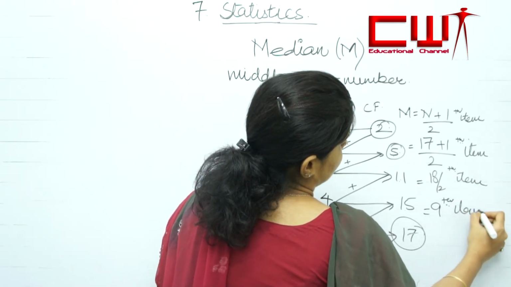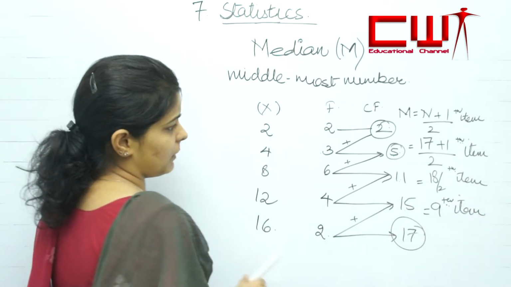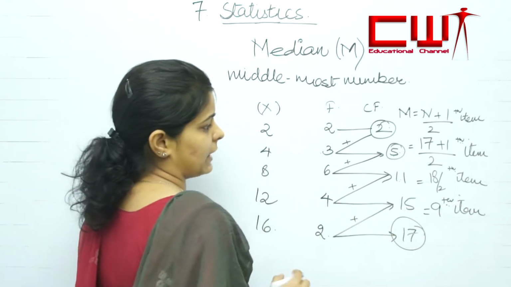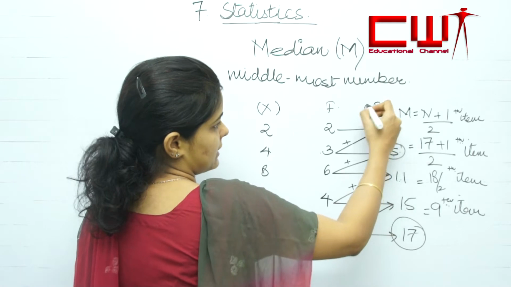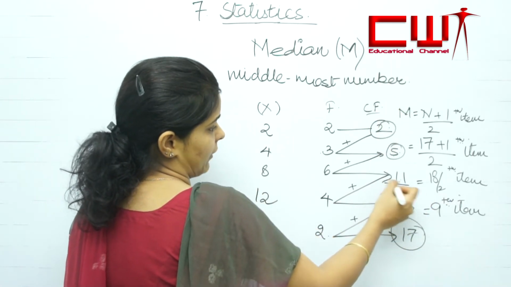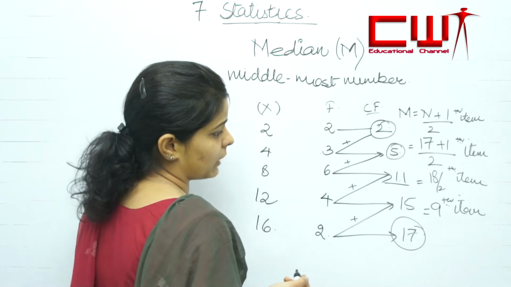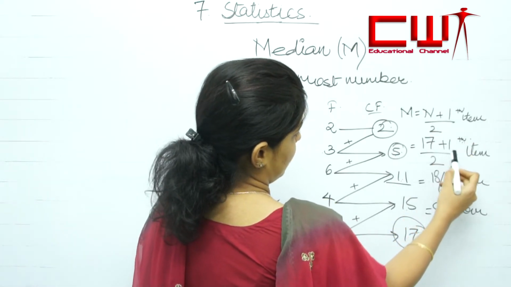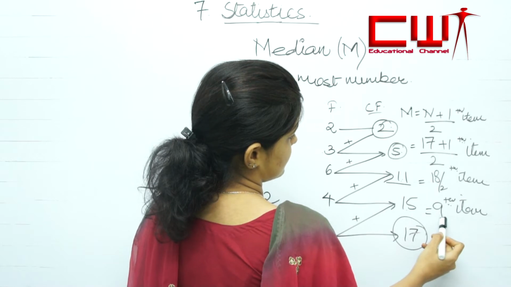9th item. Right? So 9 means, now where will you look for this 9? 9 means you will look in the CF column. What is the next highest number to 9? 11. Right? The next highest number to (n plus 1) upon 2, that is 18 by 2, that is 9th item.